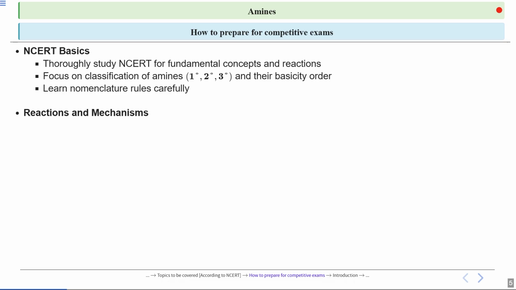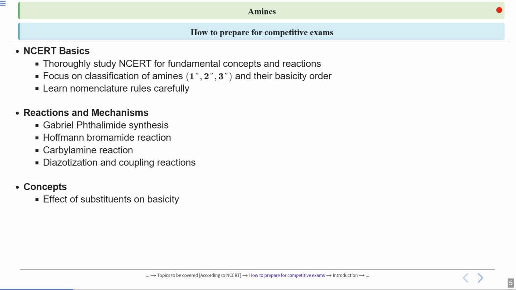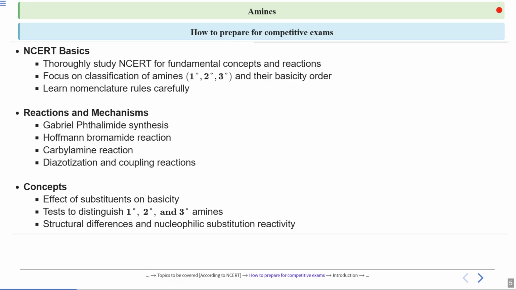Next comes the reactions and mechanisms. So first is the Gabriel phthalimide synthesis. Next, you should know about the Hofmann bromamide reaction. Next is carbylamine reaction. And next is diazotization and coupling reactions. Next, here are some key concepts. First is the effect of substituents on the basicity. Next, you should know the test to distinguish between primary, secondary and tertiary amines. Next, you should know the structural differences and nucleophilic substitution reactivity.